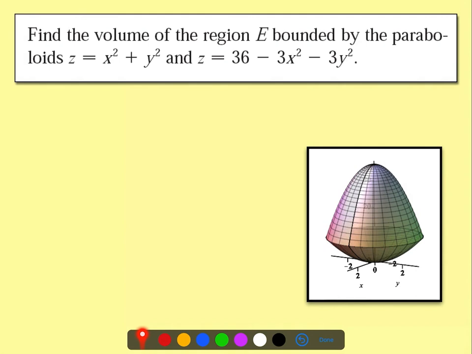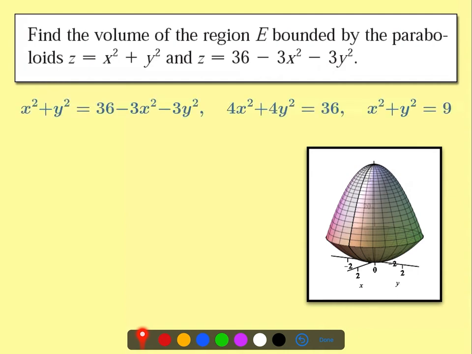So if I want to know where these intersect, I know that the points x, y, and z have to satisfy both of these where they intersect. And so x squared plus y squared will equal 36 minus 3x squared minus 3y squared. So I just put that down here. I brought the 3x squared and 3y squared over. So I have 4x squared plus 4y squared now equals 36, with the 3x squared and 3y squared added to the extra x squared plus y squared here.